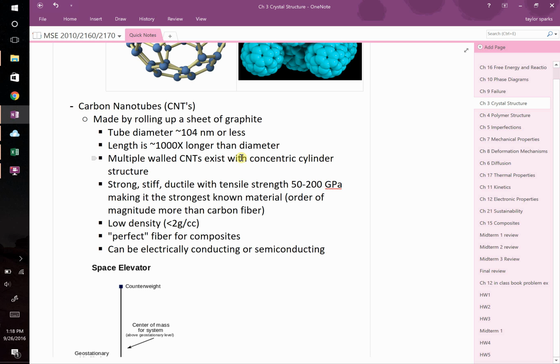Carbon fibers are basically much larger chunks of carbon nanotubes. Carbon nanotubes are the smallest sort of thing that you're going to be able to get. That's a single tube. These things have a diameter on the order of 100 nanometers, so very, very small. Their length is typically 1,000 times longer than the diameter. Of course, this is variable. You can make them different ways, but you're talking about very high aspect ratio fibers on a very, very small scale.